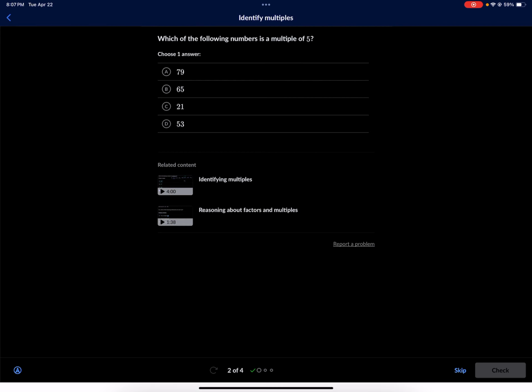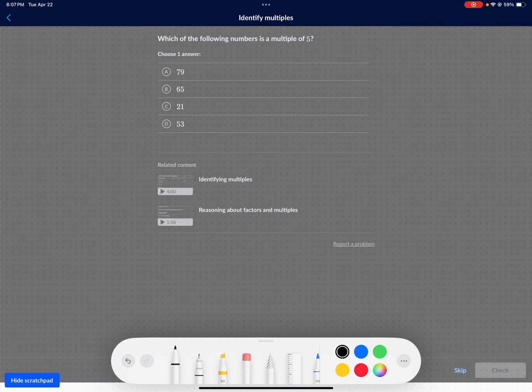Alrighty then. Which of the following numbers is the multiple of 5? Choose one answer. Okay, so we need to figure out which one of these numbers is a multiple of 5. Now, it doesn't matter what the tens place is. The ones place must either have a 5 or a 0. That's a common rule. So, the only answer that I'm seeing with a 5 or 0 is 65. So, the answer is B.